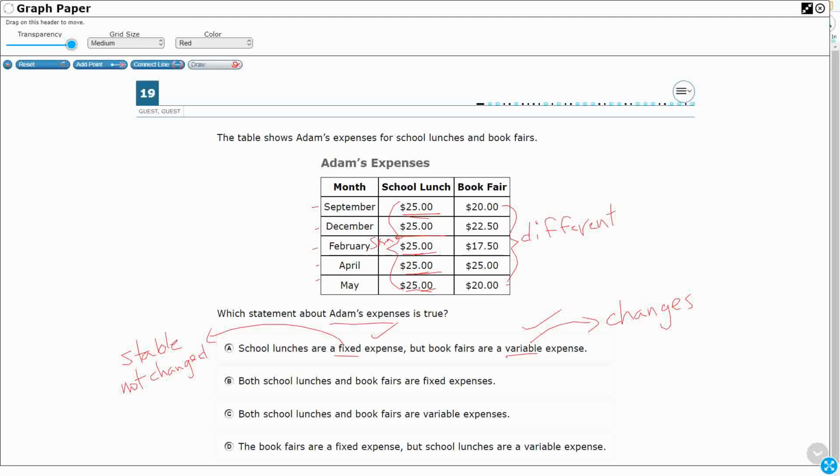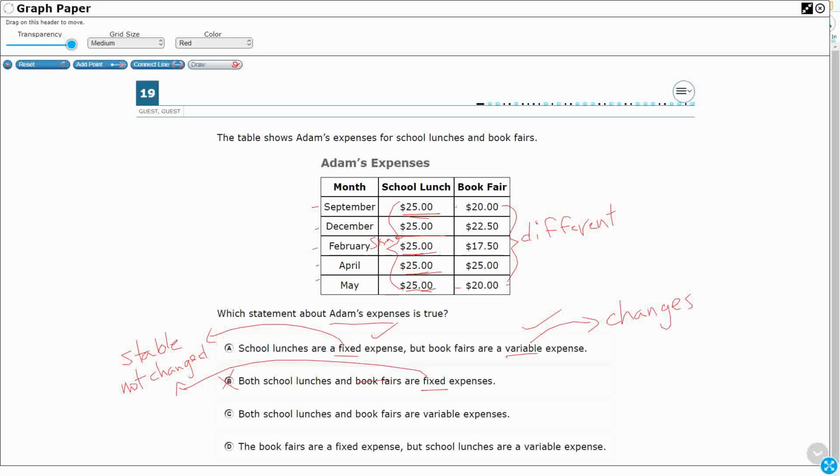Both school lunches and book fairs are fixed expenses. Okay, so that's not going to work simply because since we now know that fixed expenses means they're stable and unchanged, that's not going to work for the book fairs. Book fairs make that a false statement because those change every month. Even though we get a repeat in May and September, it's still changing. So it's not going to be B, and then look at C.